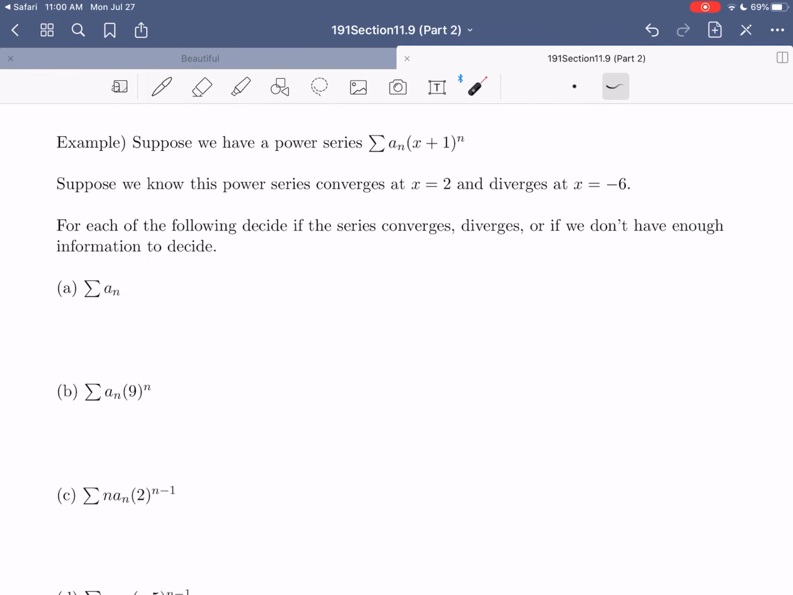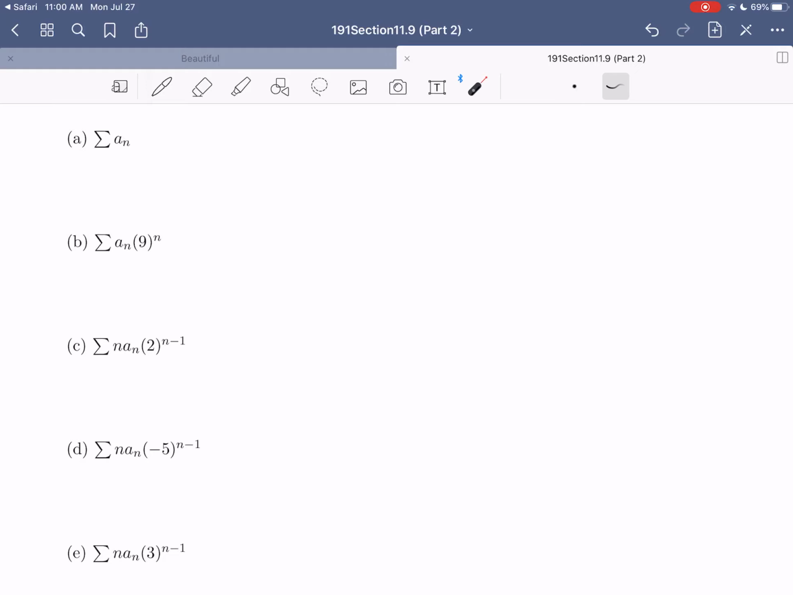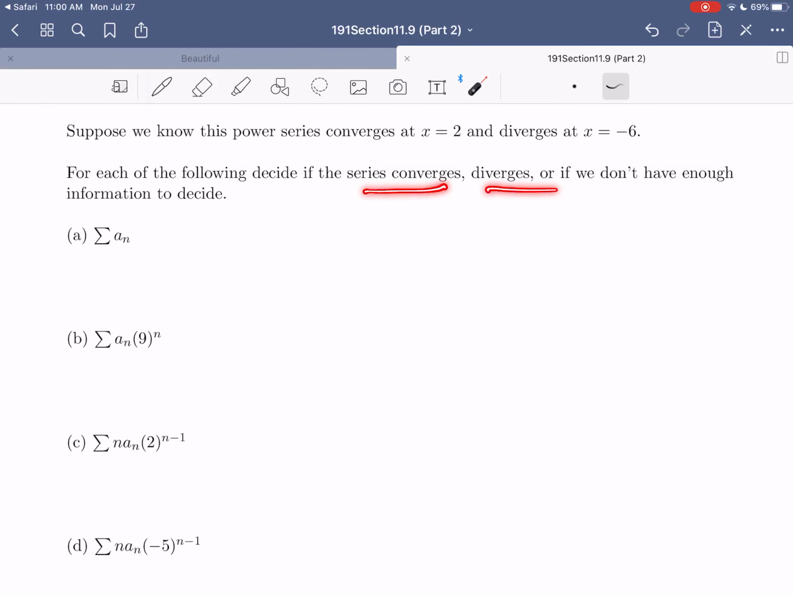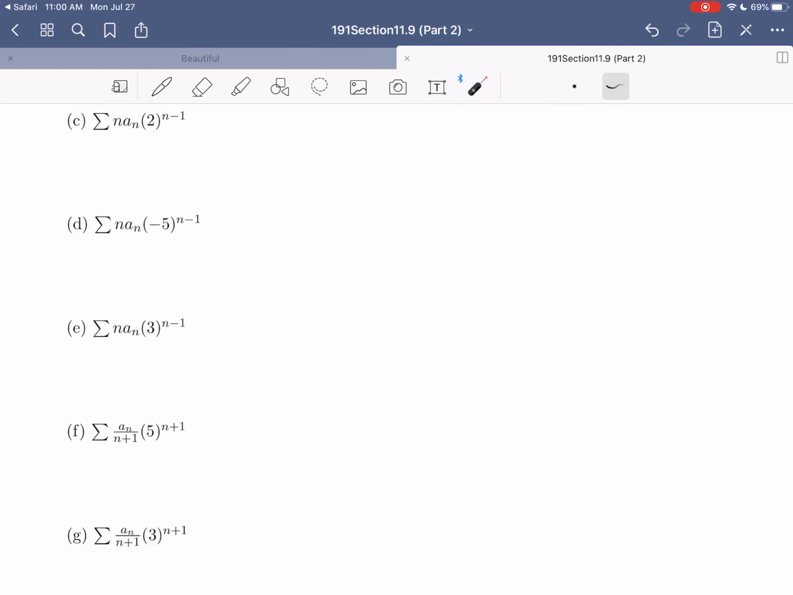So we're going to suppose here that we have this power series, the sum of a sub n times (x plus 1) to the n, and we have two pieces of information. We know it converges at x equals 2 and diverges at x equals -6. And then for each of these, we're going to decide if the series converges, diverges, or if we have not enough information.